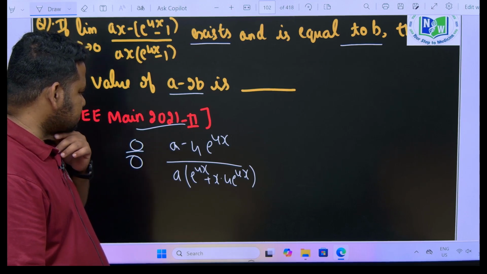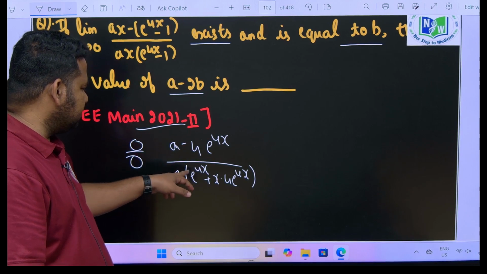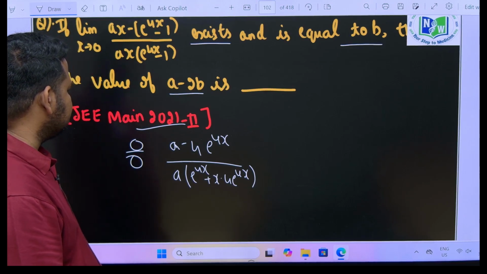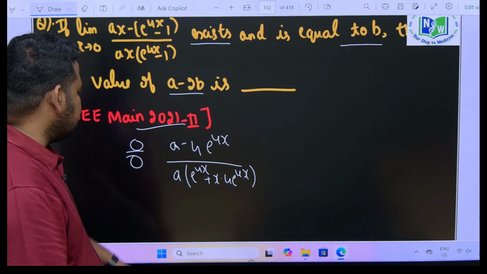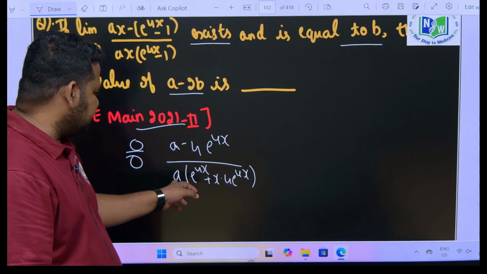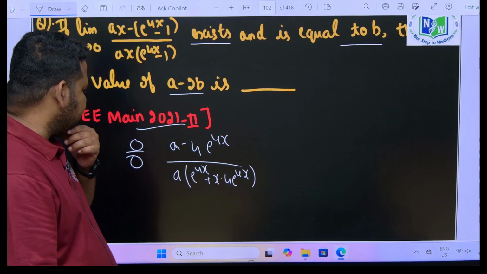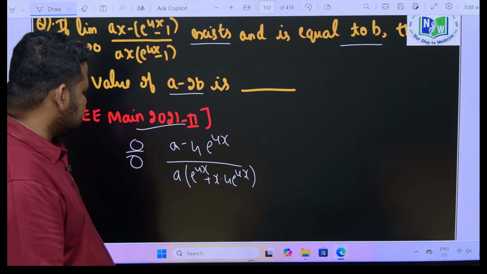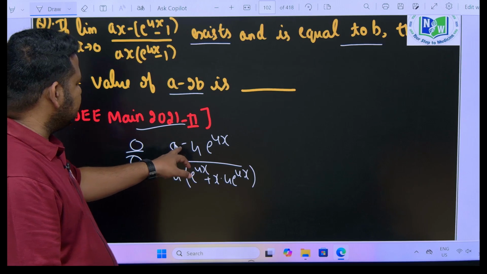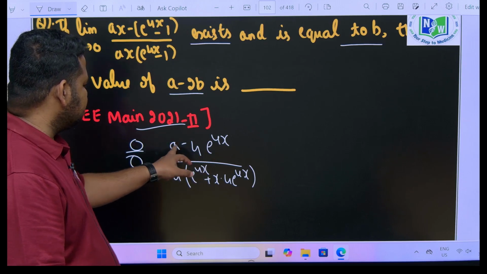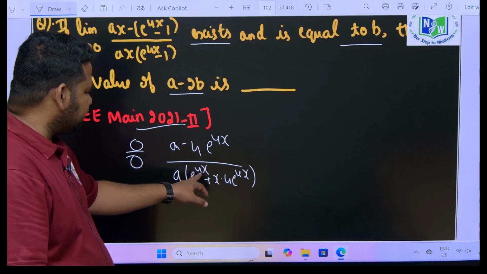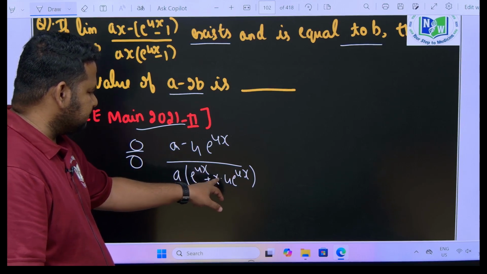Now if I apply x equal to 0, what will happen? In the numerator I will get a minus 4 into e power 4x, which becomes a minus 4. In the denominator, a into e power 4x plus x into e power 4x, and this will become 0 again.